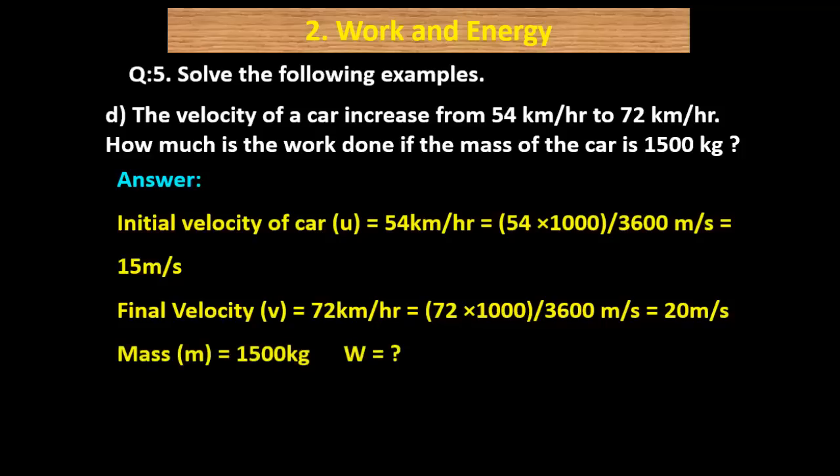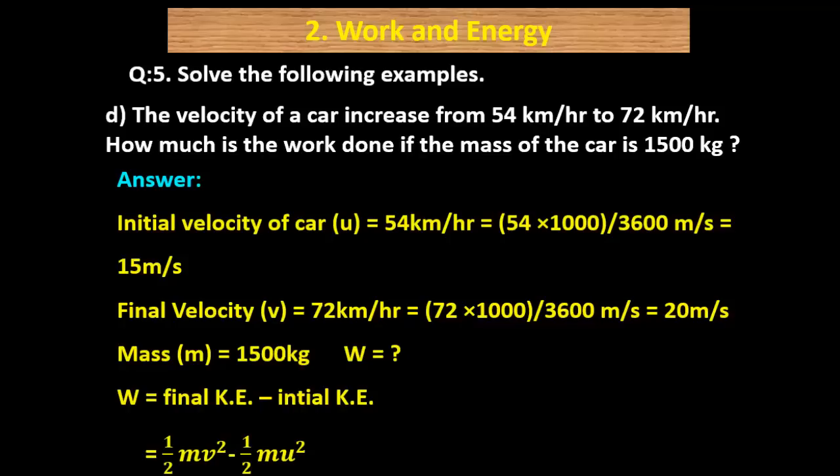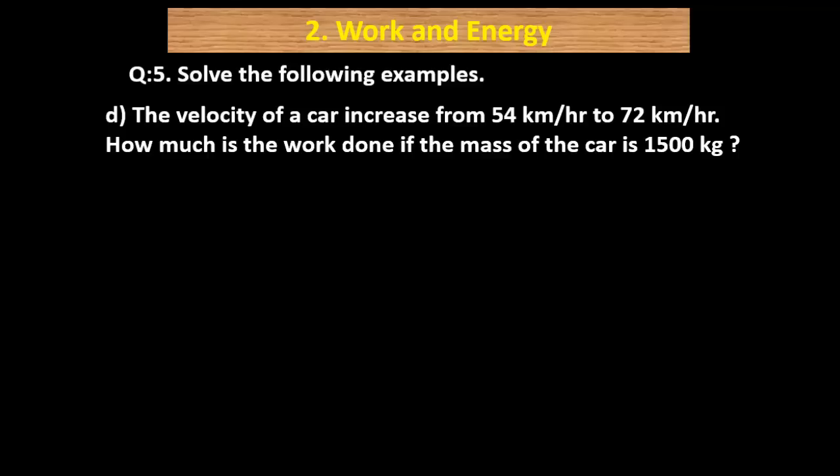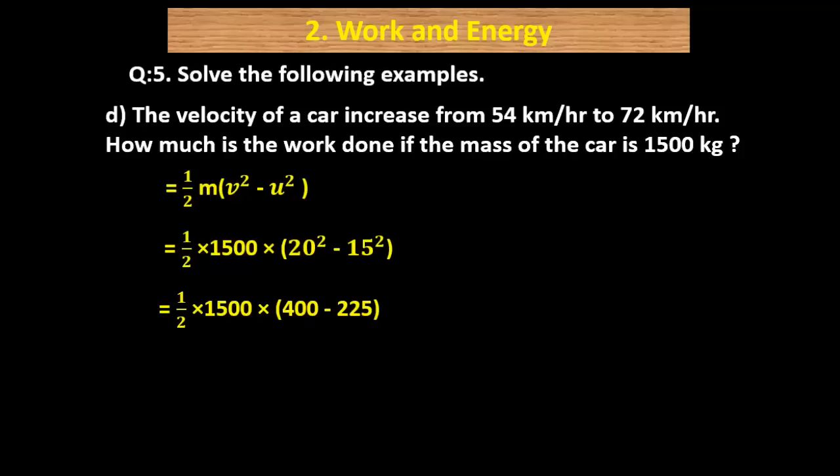Mass m is equal to 1500 kg. Then W is equal to what? W is equal to final kinetic energy minus initial kinetic energy is equal to half mv square minus half mu square is equal to half m into v square minus u square is equal to half multiplied by 1500 multiplied by 20 square minus 15 square is equal to half multiplied by 1500 multiplied by 400 minus 225 is equal to half multiplied by 1500 multiplied by 175.